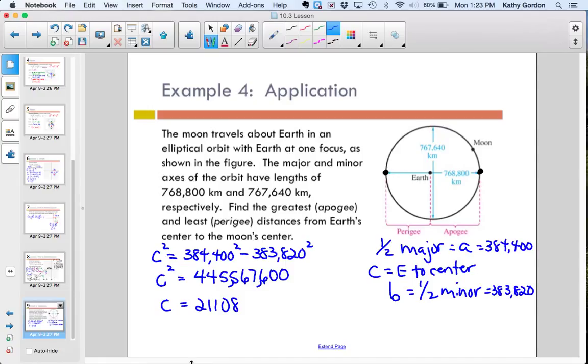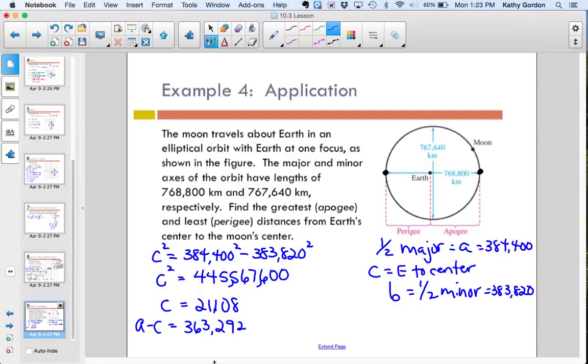All right, so have I answered my question yet? No. So what do I have to do to answer my question? Well, I had to subtract C from A. So if I take A minus C, what does that give me? Such big numbers. 363,292.